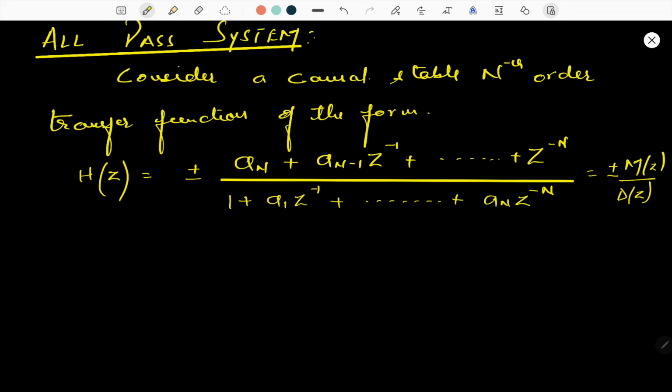So let's see over here that we have considered a causal stable nth order transfer function of the form this one. Here H(z) is simply given by plus minus a_n plus a_(n-1) z inverse plus and so on up to z to the power minus n, divided by 1 plus a1 z inverse plus and so on a_n z to the power minus n. All right, and this we have considered equivalent to plus minus M(z) upon D(z).